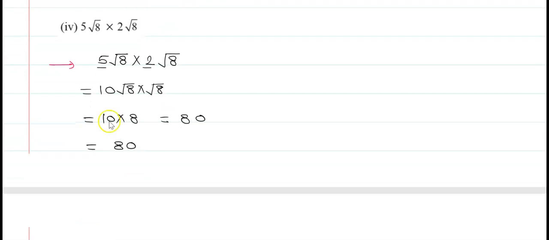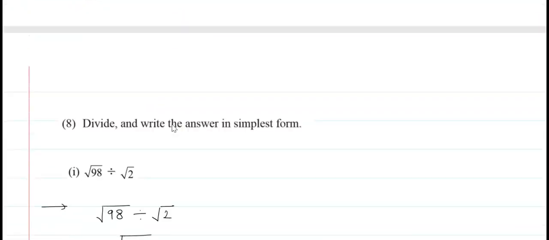Now the next question is 5 root 8 into 2 root 8. Again here, root 8 into root 8 is 8. Therefore 5 into 2 is 10. Root 8 into root 8 is 8. 8 into 10 is 80, and 80 is the answer.